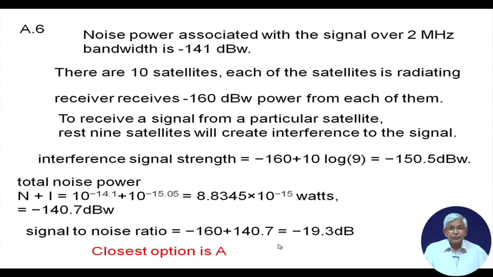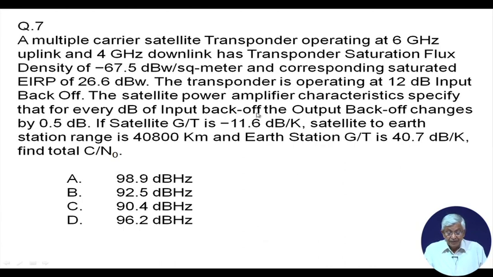So, let us go to another one. This is more elaborate. Let us read the question. A multiple carrier satellite transponder operating at 6 gigahertz uplink and 4 gigahertz downlink has transponder saturation flux density of minus 67.5 dBW per square meter, and corresponding saturated EIRP is 26.6 dBW. So, at this flux density minus 67.5, if it is coming to the input of the satellite, the output EIRP, which will be saturated EIRP, 26.6 dBW.